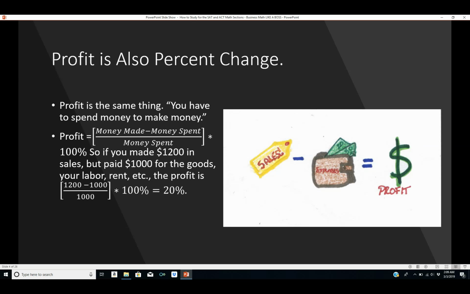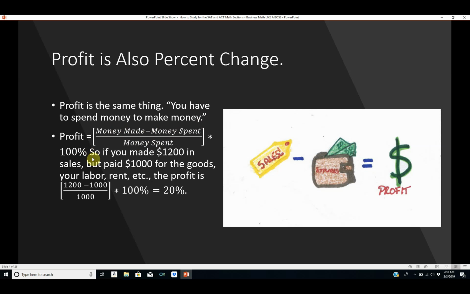For example, to make a profit, you have to spend money, so you're going to have expenses. Here in this diagram, we can see sales of your product minus the expenses it took for you to actually market and distribute your product is going to be your profit. So your profit is going to be the money you made, your total gross income, minus the money spent over the money spent, then multiplied by 100%. So it's just the same thing as the percent change. This is the money made minus the money spent over the money spent times 100%.